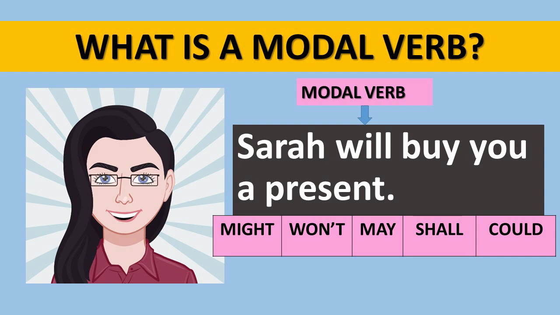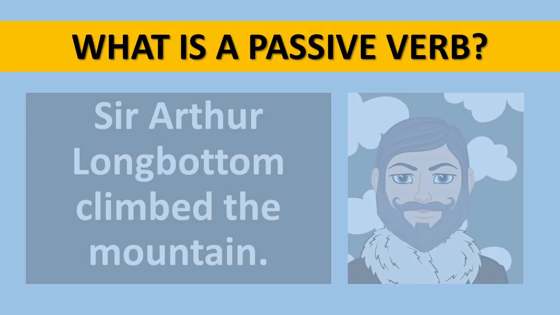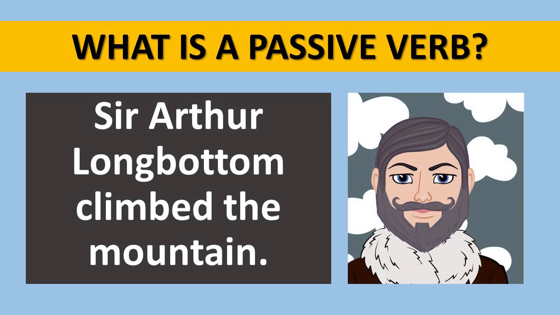That leads us to think about what a passive verb is. So what is a passive verb? Here's a sentence about this explorer. We've got Sir Arthur Longbottom climbed the mountain. I'm sure he had a great time doing so. In this sentence, we've got Arthur Longbottom, the subject, climbing the mountain. So Sir Arthur Longbottom climbed the mountain. This is an active sentence.